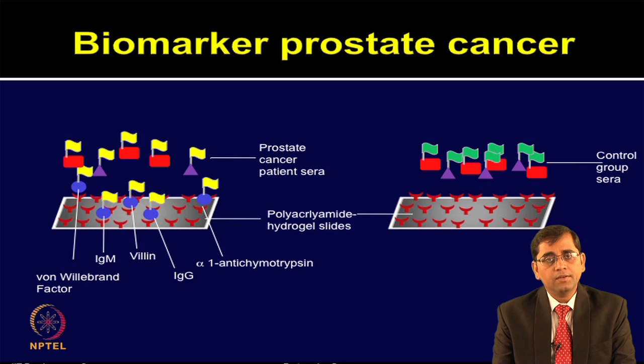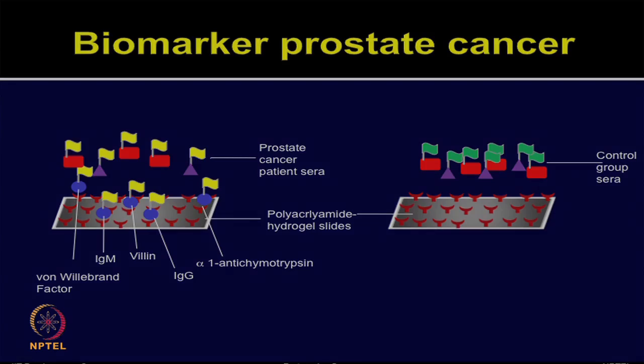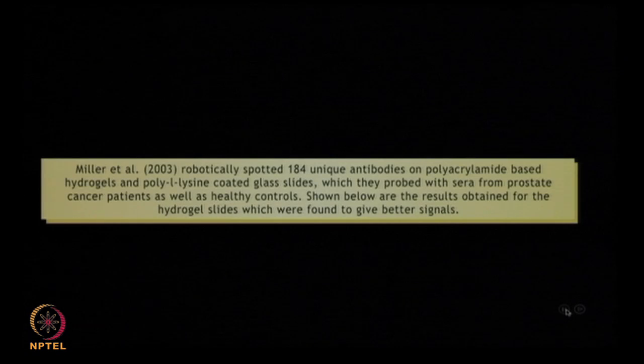Let me use this interactive animation and show you the results obtained for the hydrogel slides. Authors used robotically spotted 184 unique antibodies on polyacrylamide based hydrogels and poly-L-lysine coated glass slides. These slides were probed with the sera obtained from the prostate cancer patients and healthy controls. Now, let me use this interactive animation and show you the results obtained for the hydrogel slides.